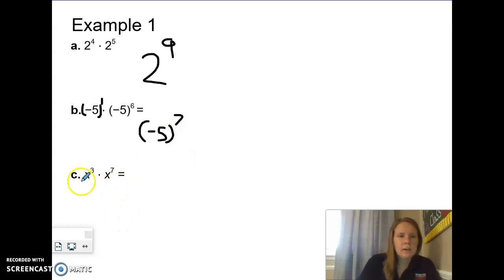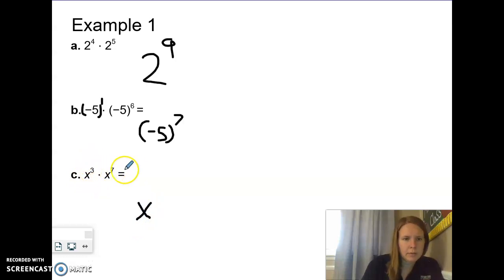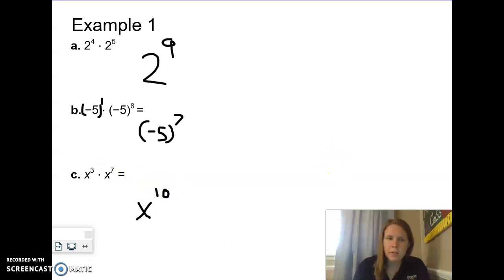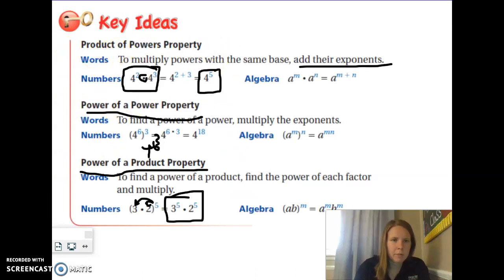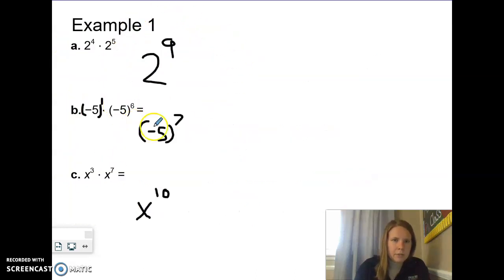And the last one here, again, my base looks to be x for each one, so I'm going to have x. And then I just add my exponents. 3 plus 7 gives me 10. So I have x to the 10th. Okay. Feel free to pause this video, go back at those notes if you need to double check your work. Feel free to let me know if you've got questions, but for right now, we're just looking at that product of powers property. Okay, so adding in your exponents and keeping the base the same.